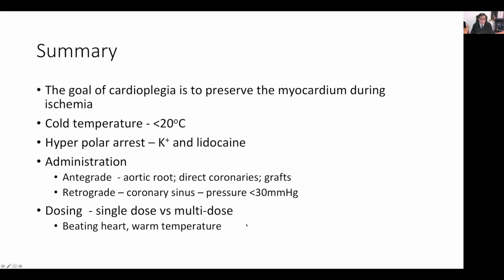For the Buckberg, it's every 15 to 20 minutes administration. Similar for the crystalloid solutions. For my cardioplegia, because of the lidocaine, you can use single dose up to a period of about 60 minutes. Some have advocated beating heart warm temperatures. I think that even though this technique can be used, I think it's quite dangerous and needs to be done very, very carefully. So we typically will avoid it.